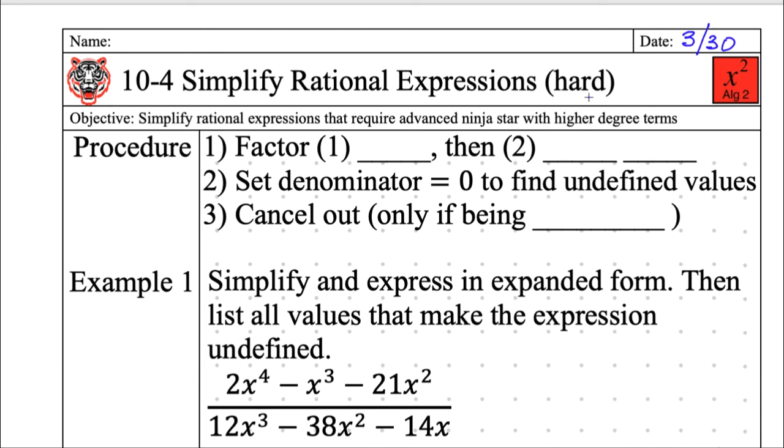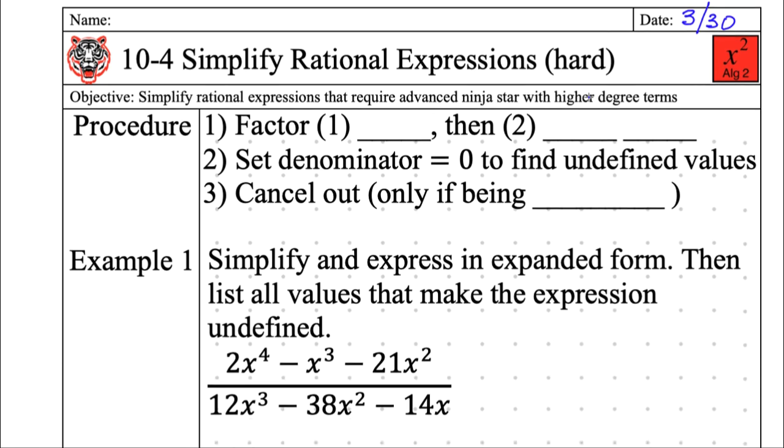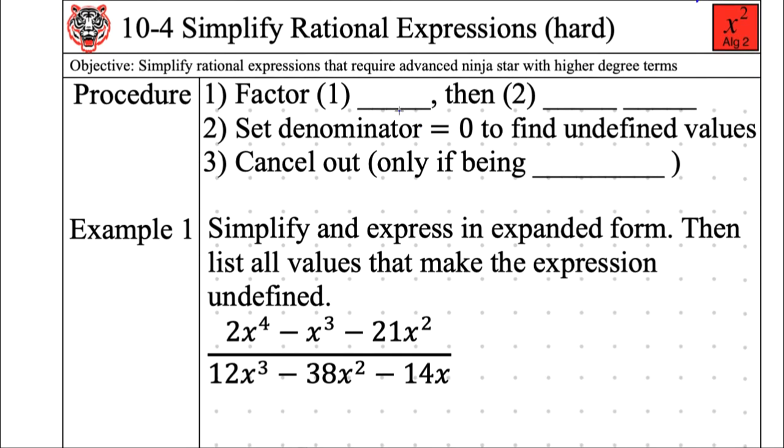Today's objective is to simplify rational expressions that require advanced ninja star with higher degree terms. When I say higher degree terms, I'm thinking something aside from quadratic. So x to the power of 3, 4, 5, something like that. All right, so our procedure is still the same. It has not changed. I did simplify it to make it a little bit easier.